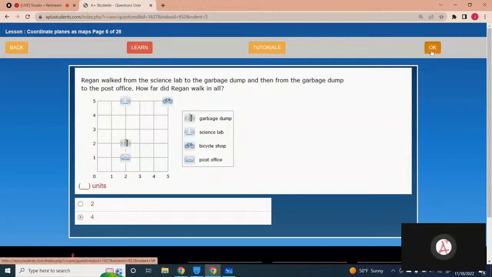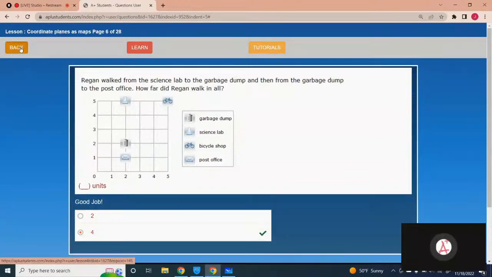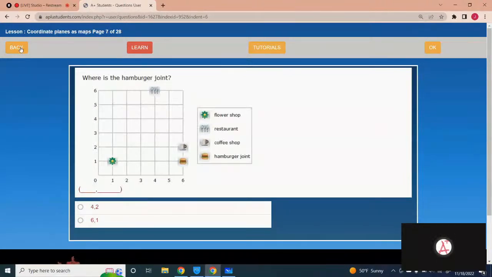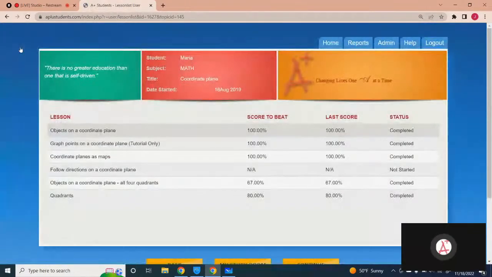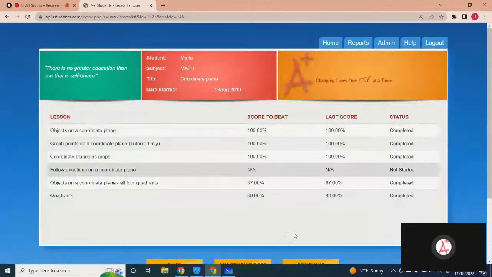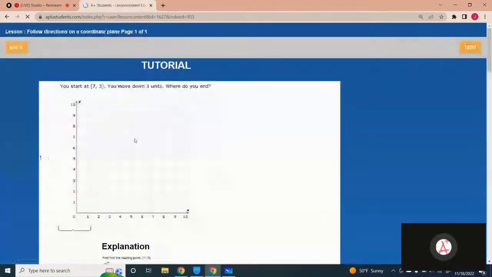Okay, you can complete the test by yourself later today. Let me just move on to the next topic. The next topic is follow directions on the coordinate plane. Let's start with the next topic.